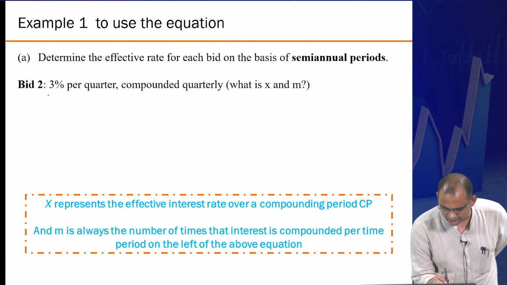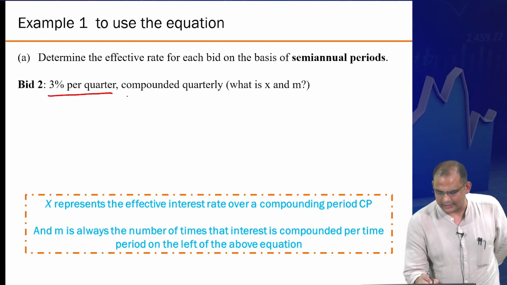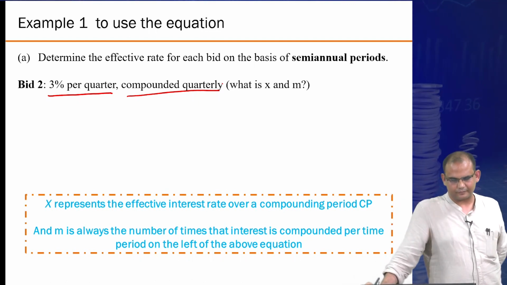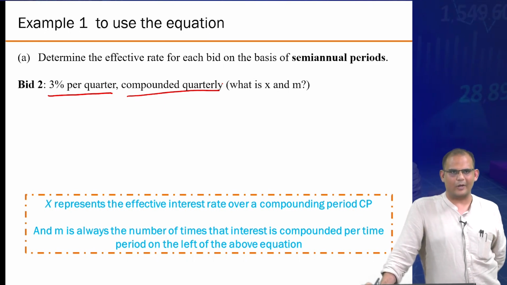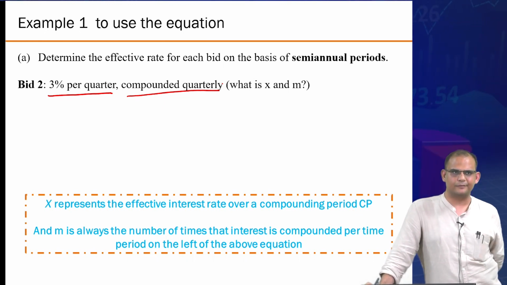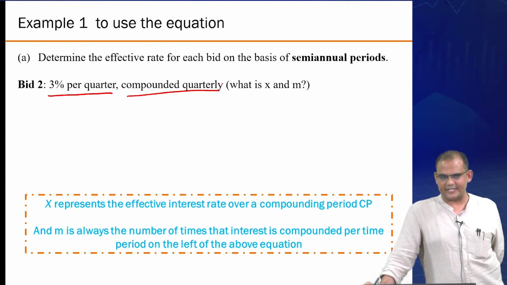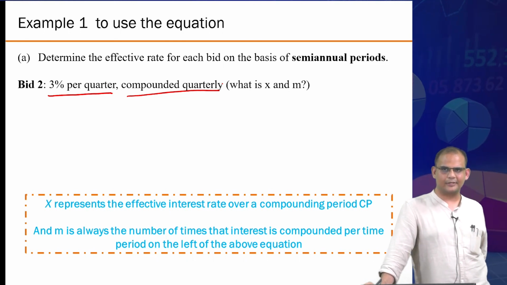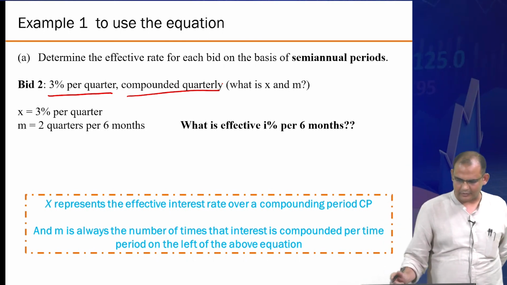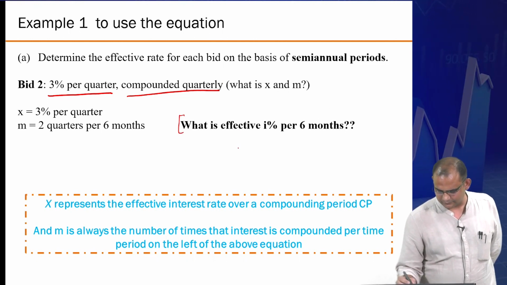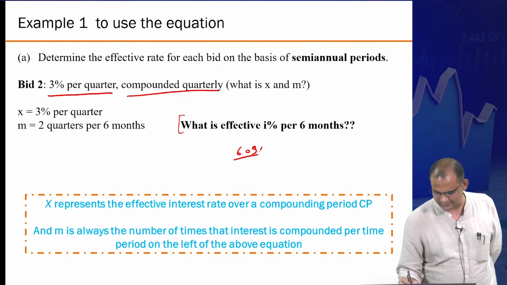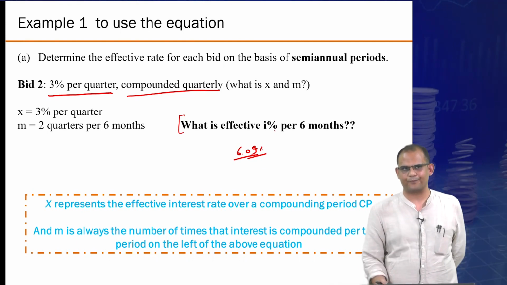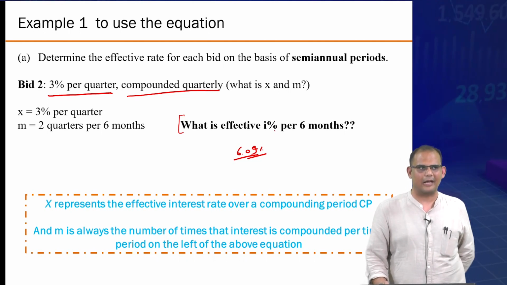Second case, 3% per quarter, compounded quarterly. What is CP? What is the effective rate per CP? 3%. What is your final target period? How many M's? Tell me the answer. Oh my God, you have become super fast, huh? Everyone getting the same? 100%. Half of you are not even calculating.